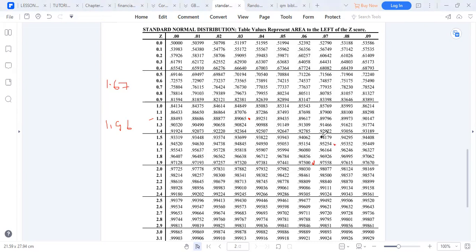All right. So this is reading the normal way. Now, if I ask you to read from inside the table, for instance, I ask you to give me the Z for 0.97500 here, you add this to 1.96, that is 1.9 and 0.06.